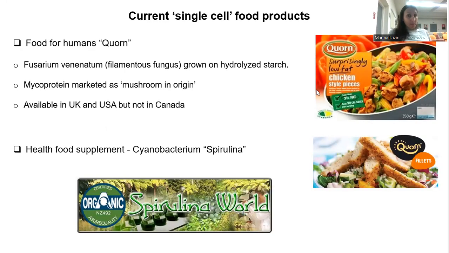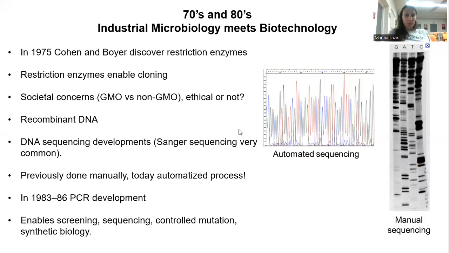Current single cell food products, single cell proteins. Food for humans is this Quorn, made from Fusarium venenatum. Don't bother memorizing the fungal name. It's a filamentous fungus, and it uses starch as a carbon source. It's available in the US and UK, not in Canada. And there is this health food supplement, the cyanobacterium spirulina, again approved for human use.